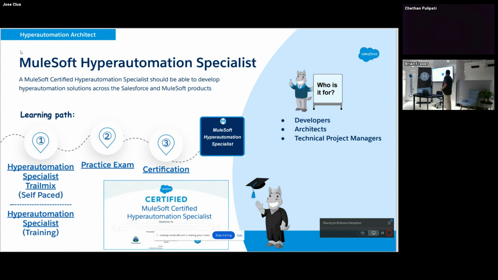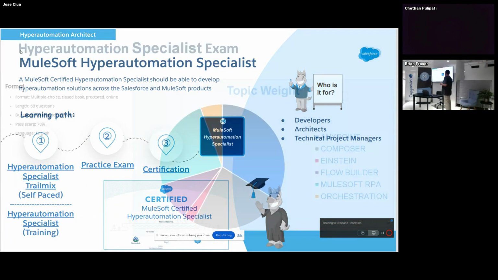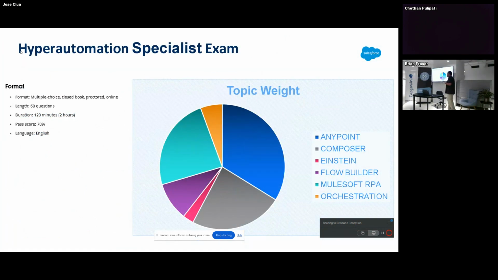And so here I have some information about the certification. So what do you need to study to clear this exam? Hyperautomation involves many things. It's not just MuleSoft RPA. You need to study all of these topics here, including Anypoint, which is very similar to what you will get in the MuleSoft developer exam. So if you don't have the MuleSoft developer certification, I recommend you do that first.